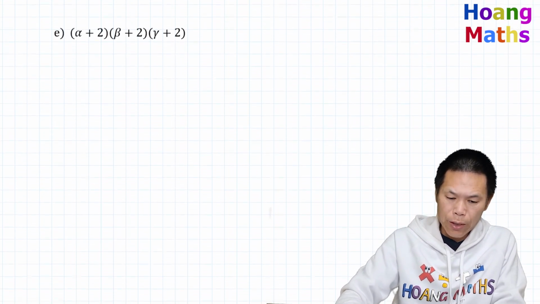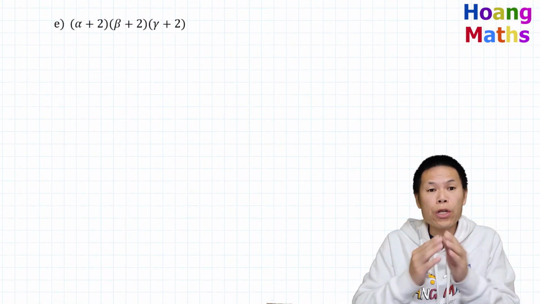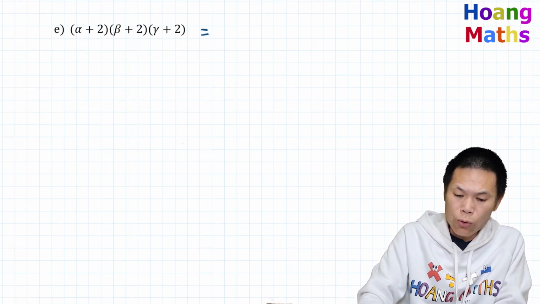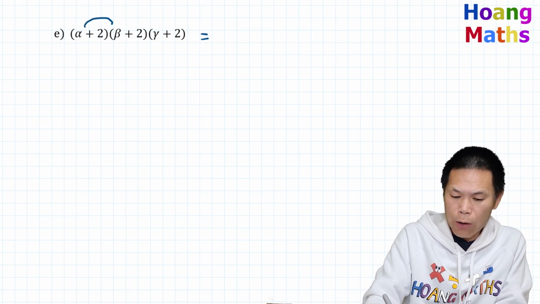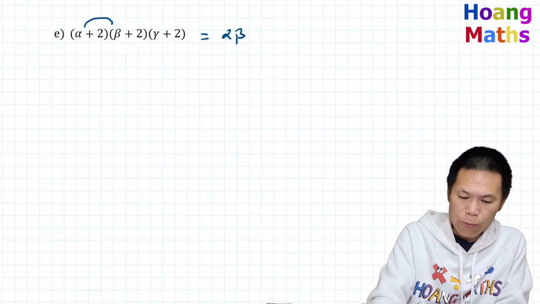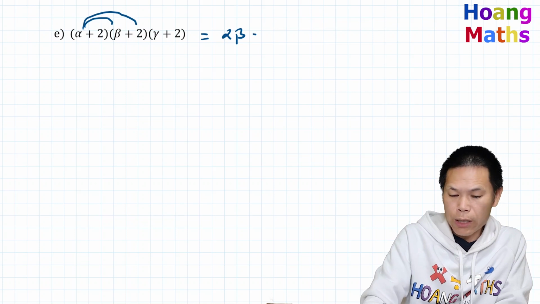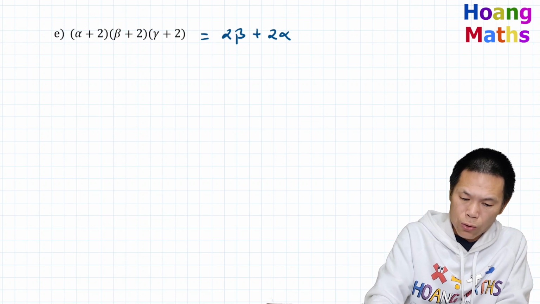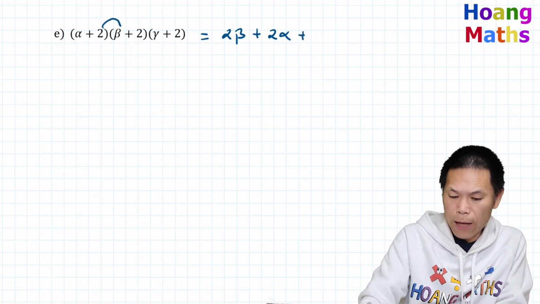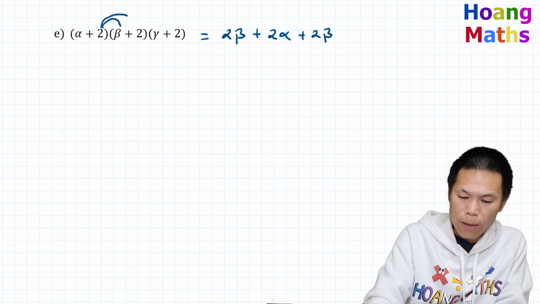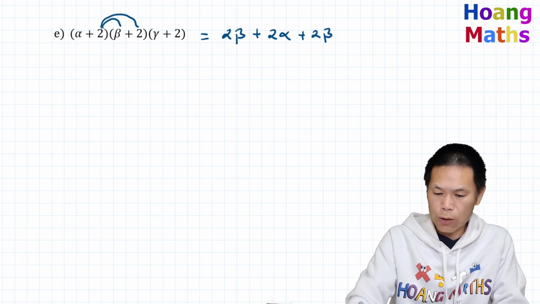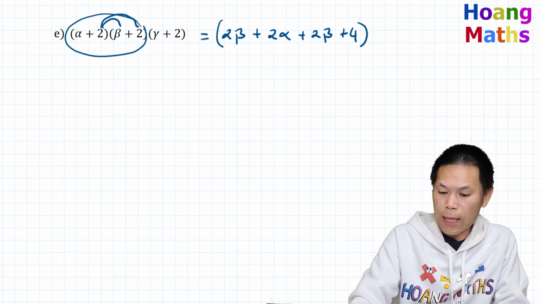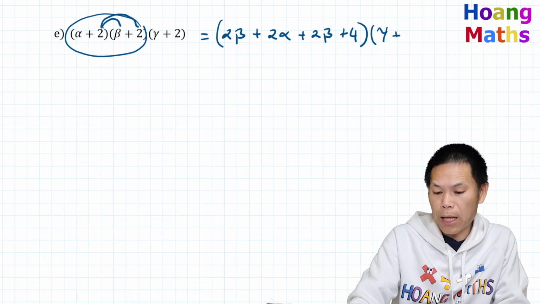So last one. To work this out, first of all, we need to expand the brackets first, okay? So what I do, I just remove this bracket first. So that will give me alpha beta. And we just go this way. So that gives me 2 alpha. Now we just go 2 times beta. So we add 2 beta. And 2 times 2 will give me 4. So we add 4. So now we just did this. So let me just put brackets. And then we times by gamma plus 2.